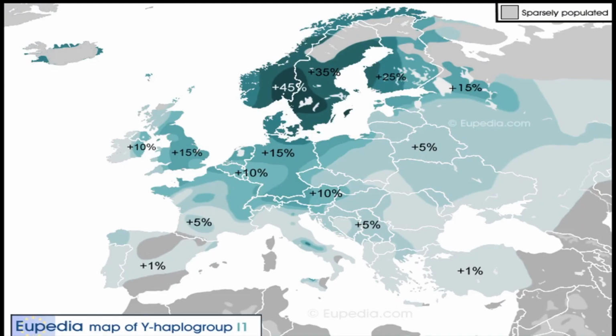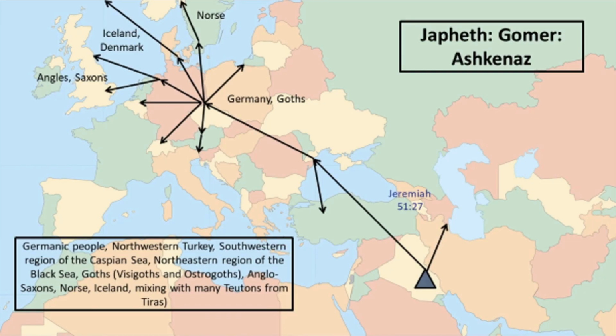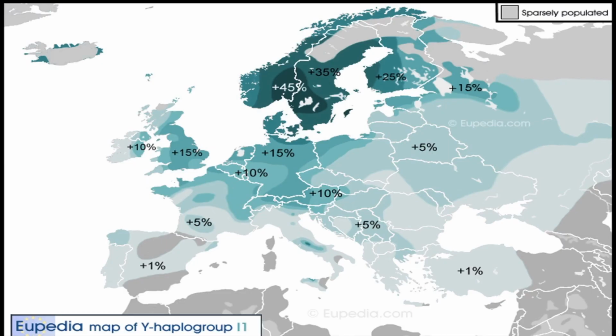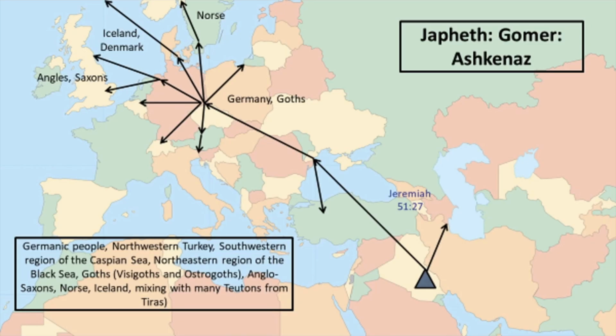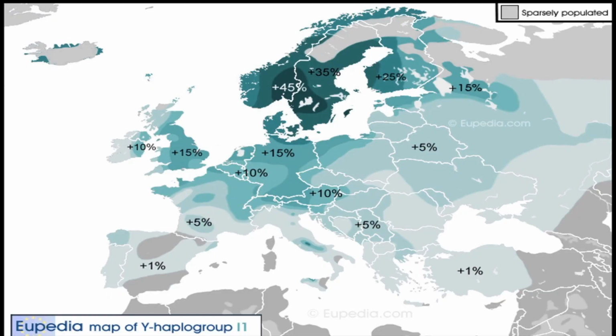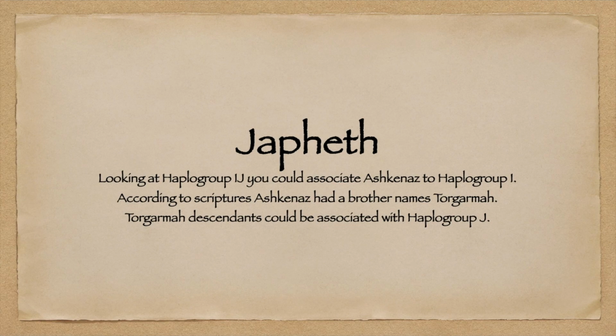Now you see a very strong association with Ashkenaz and haplogroup I1, or just haplogroup I in general. Ashkenaz and haplogroup I seem to fit perfectly. These peoples are very closely related, having very similar history, migration patterns, and even, it seems, according to their oral history, they claim descent from Ashkenaz. And the Jews seem to have connected the Germanic people to Ashkenaz as well, to be specific. So looking at haplogroup IJ, you could associate Ashkenaz to haplogroup I.